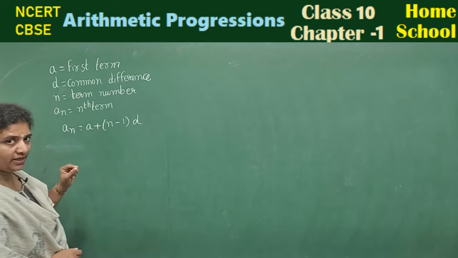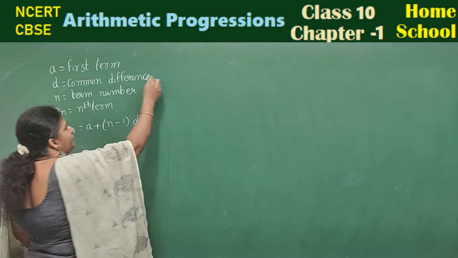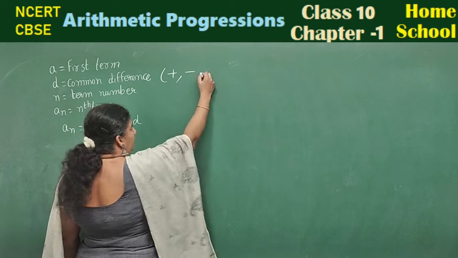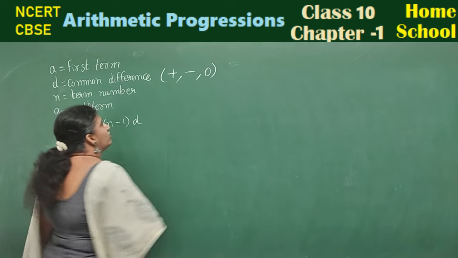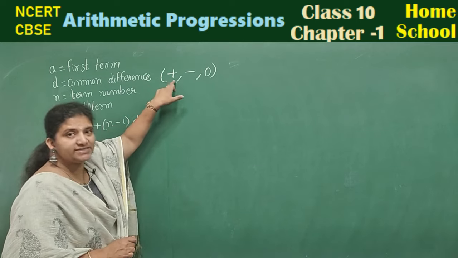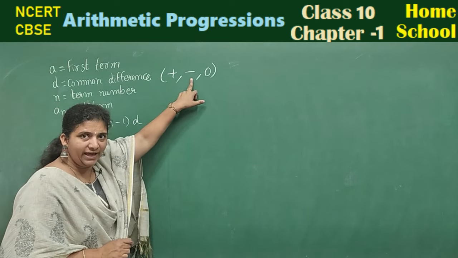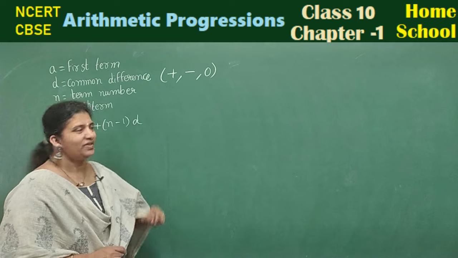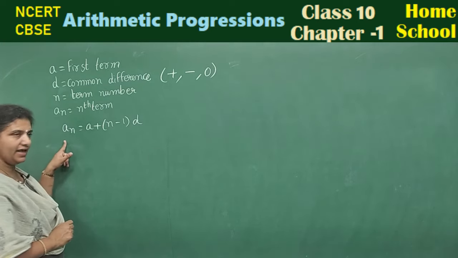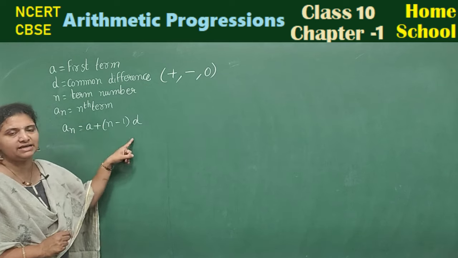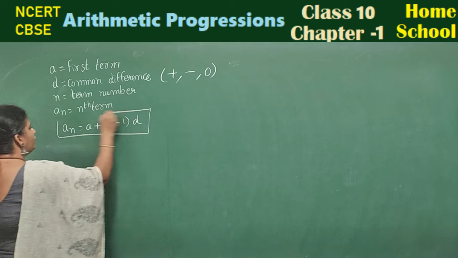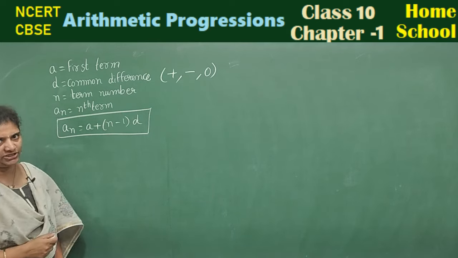And make sure that you remember the common difference may be positive or negative, or it might be equal to 0. Common difference may be a positive value or a negative value or 0. What is the nth term formula in arithmetic progression? An is equal to a plus (n minus 1) into d. This is a very important formula in arithmetic progression.